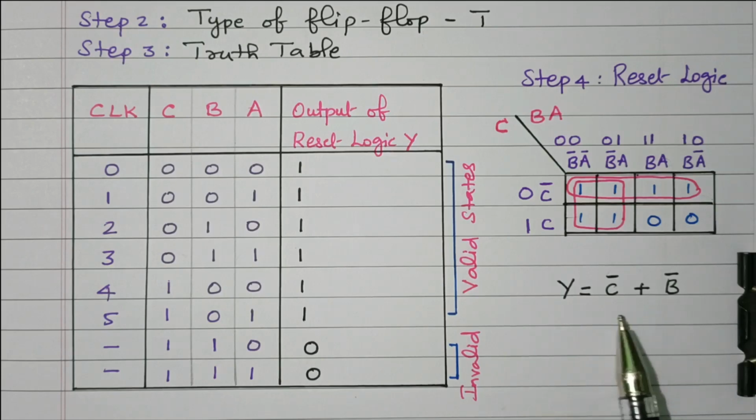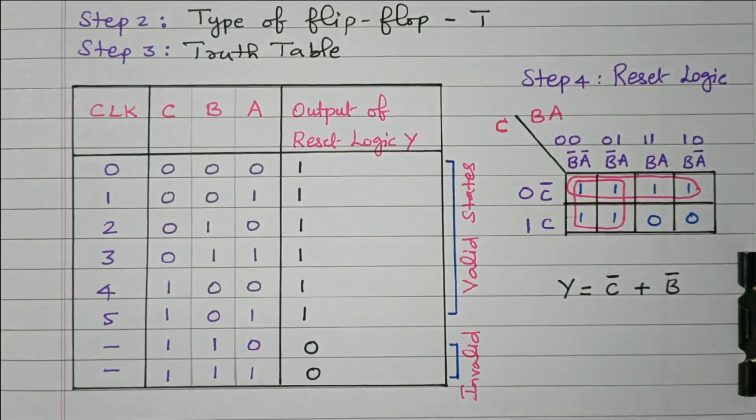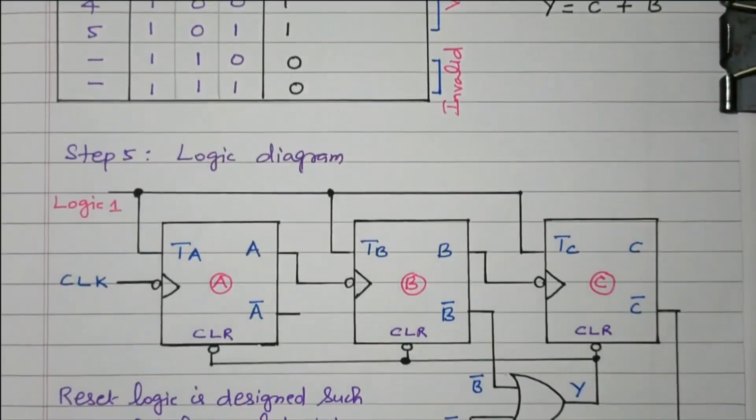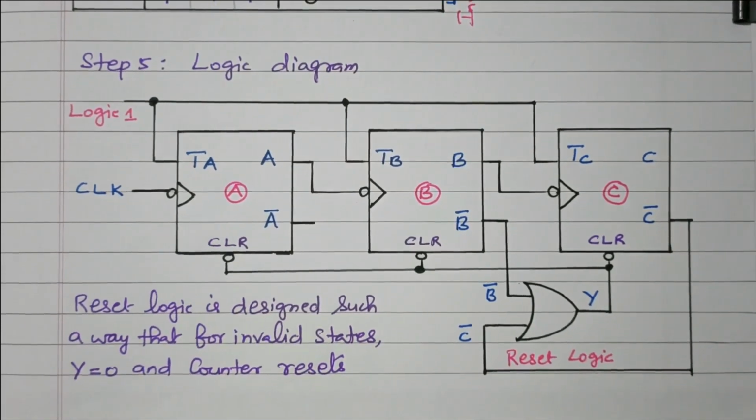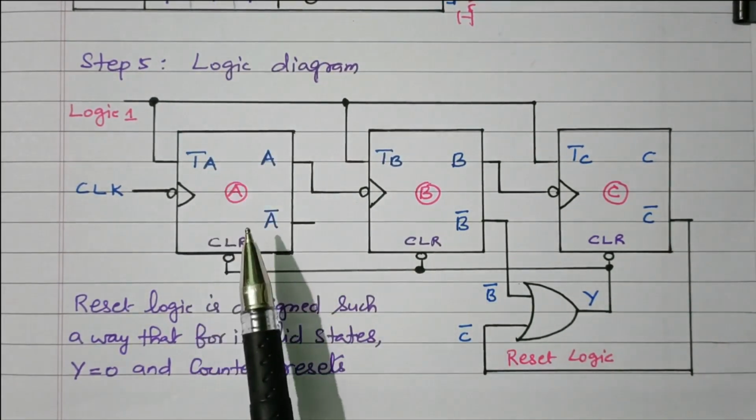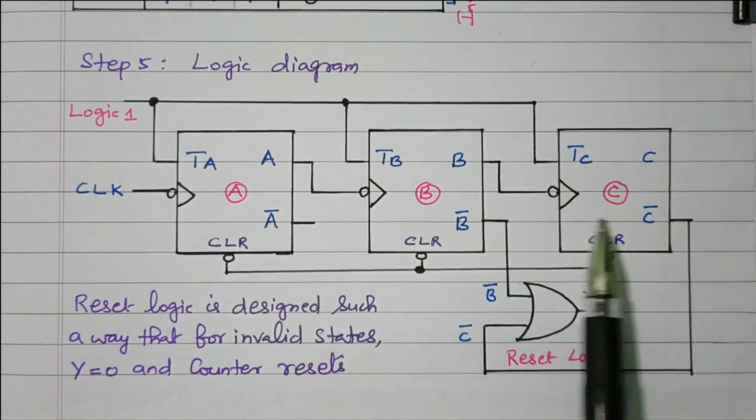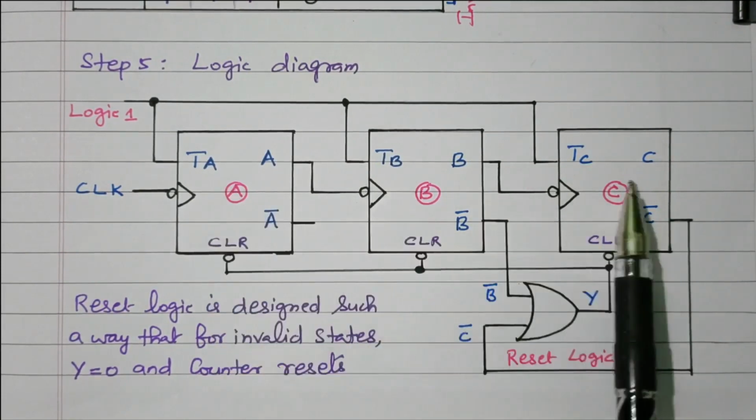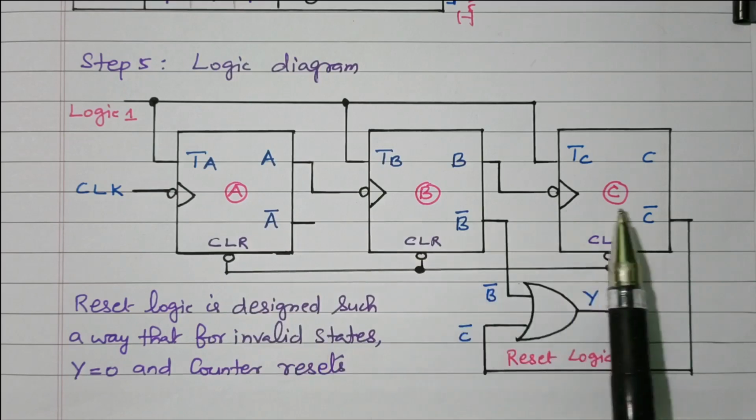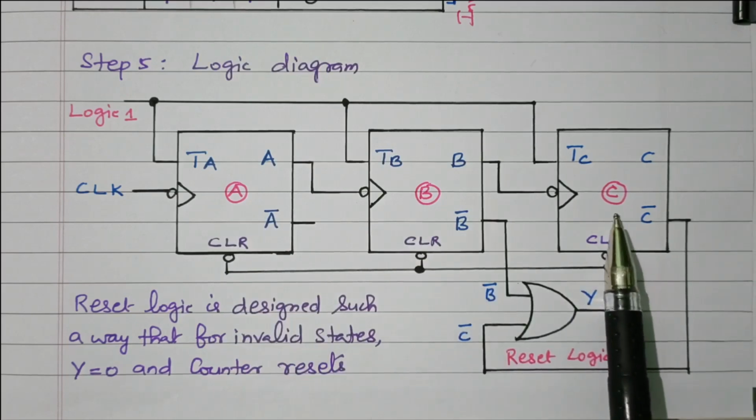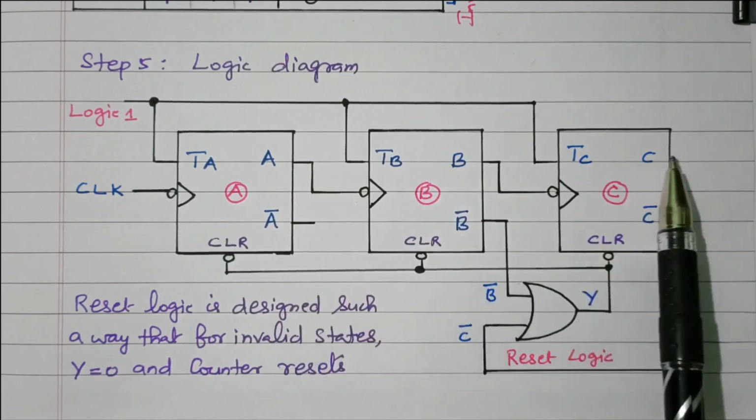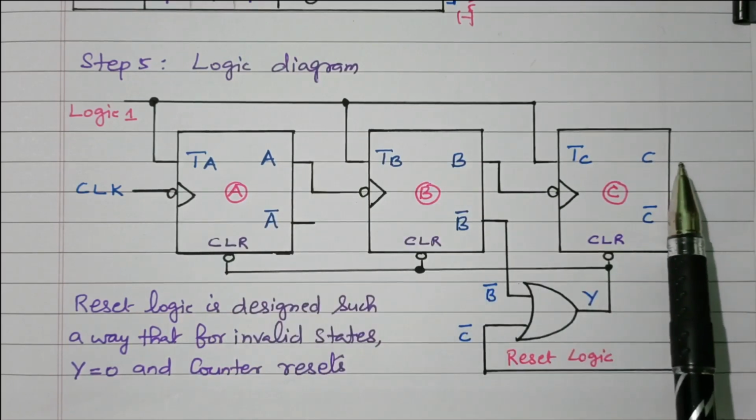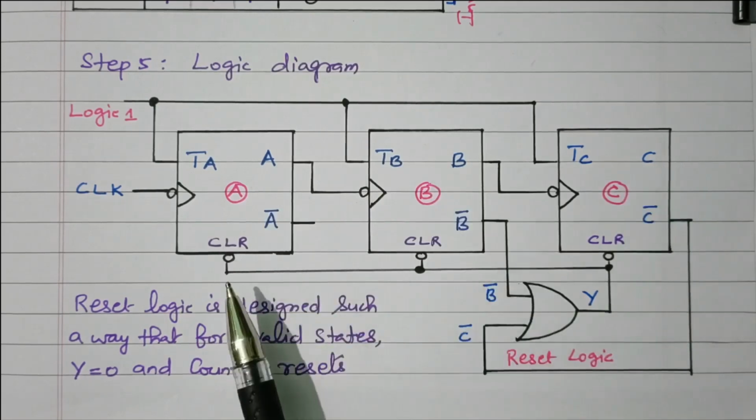Now we'll see the logic diagram. We need to implement Y equal to C bar plus B bar. So step 5 is the logic diagram. So this is the logic diagram. We need 3 T-type flip-flops: A, B, C. C is the MSB, A is the LSB. The output is C, B, A, what we discussed already.